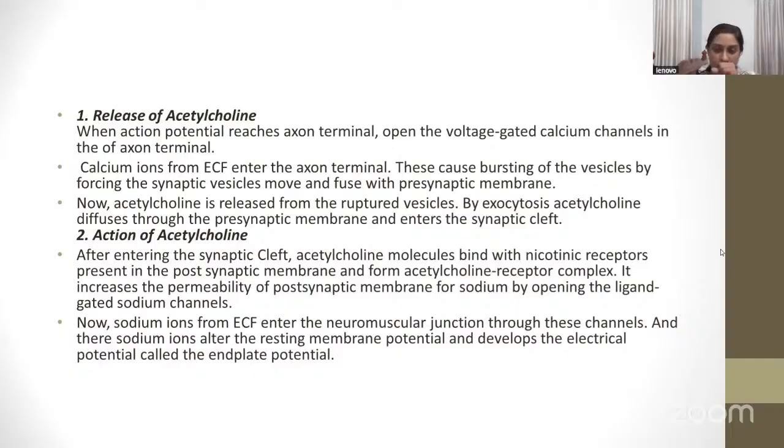So the calcium from the extracellular fluid that is entering the axon terminal is causing the bursting of the vesicles by forcing the synaptic vesicles to move and fuse with the presynaptic membrane. We know that the presynaptic membrane is a part of the nerve terminal. And now acetylcholine is released from the ruptured vesicles by means of exocytosis. It diffuses through the presynaptic membrane and enters the synaptic cleft. Okay.